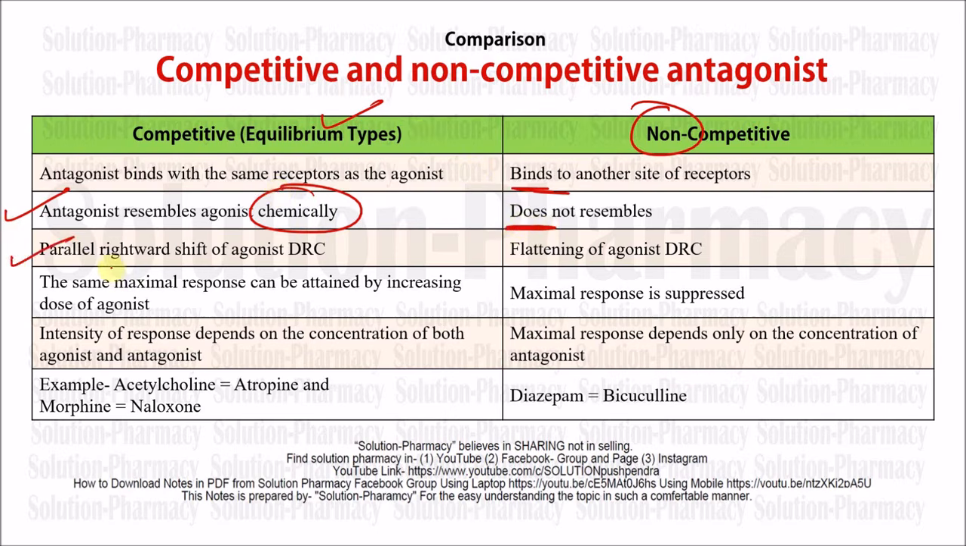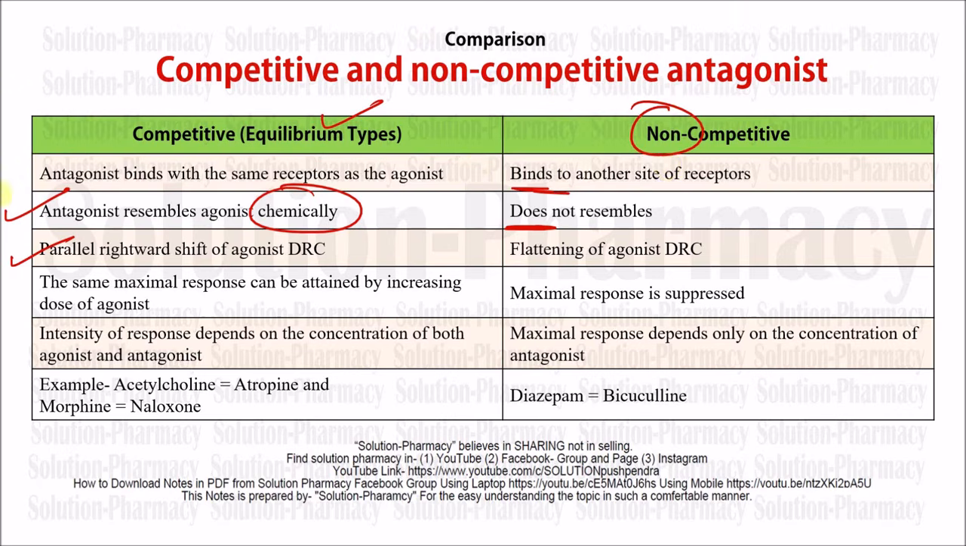Next differentiation, parallel rightward shift of agonist DRC. If the antagonist antagonizes the action of agonist, the DRC will shift toward the right side. But in the case of non-competitive, it will be a completely flattened pattern of agonist DRC. That's called drug response curve.